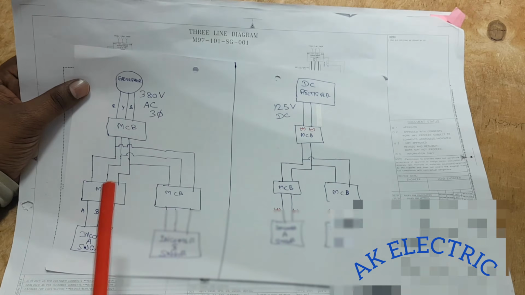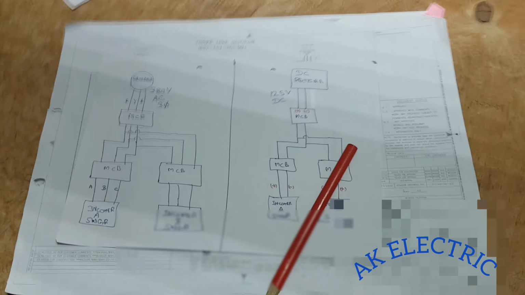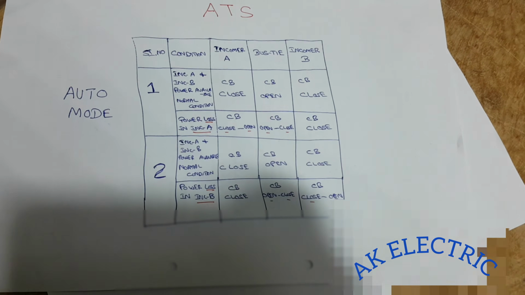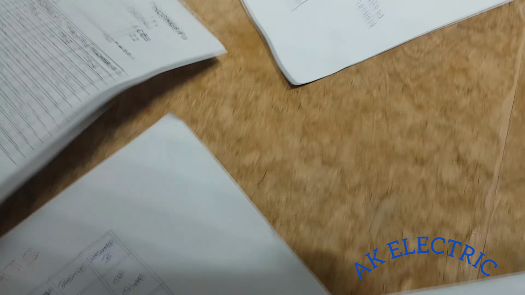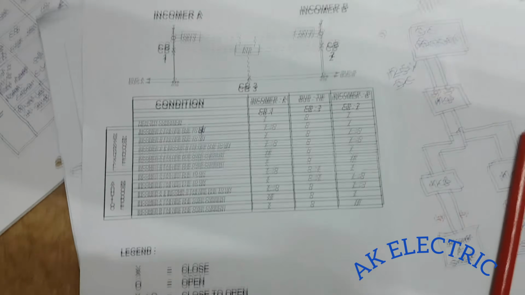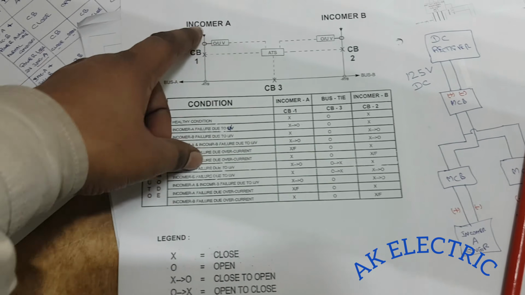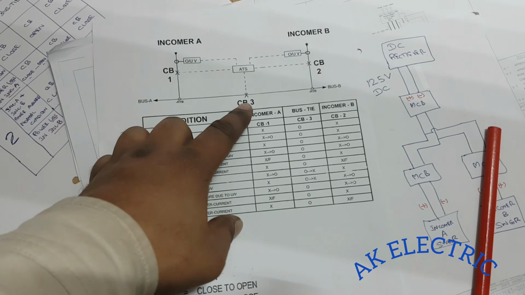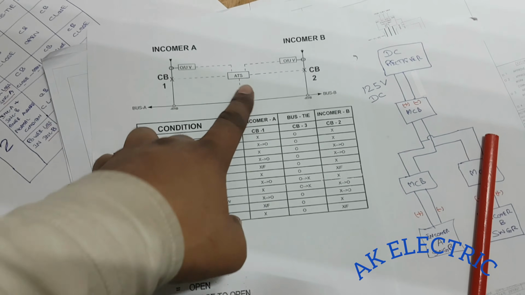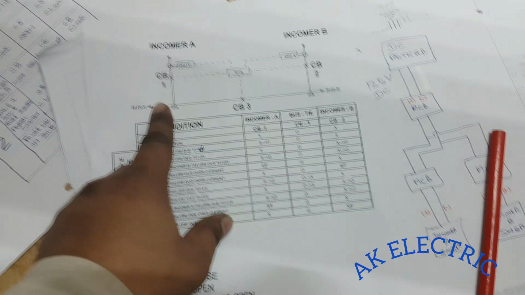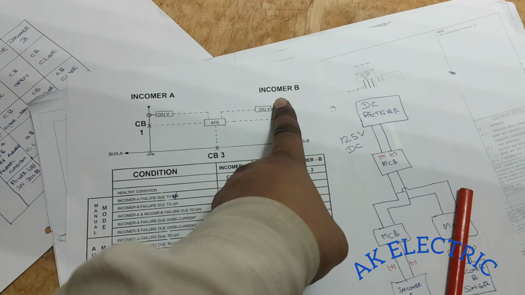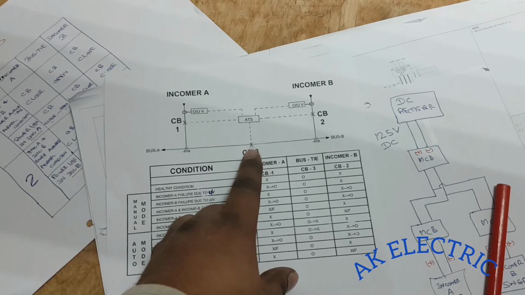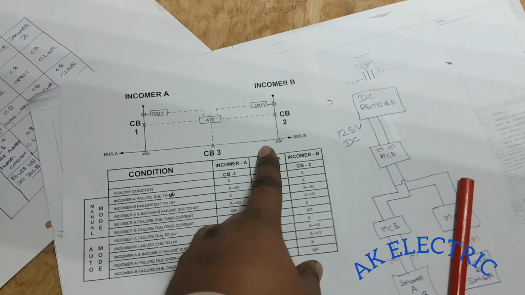Now we will see this arrangement in actual. I have also made this one, you can see this one also. Suppose incomer A power fails, this bus will be dead. At that time the tie breaker will automatically close. Once the tie breaker closes, the incomer B supply will extend to incomer A. If incomer B supply fails, this bus will be dead. At that time this tie breaker will automatically close and incomer A supply will be transferred to incomer B.